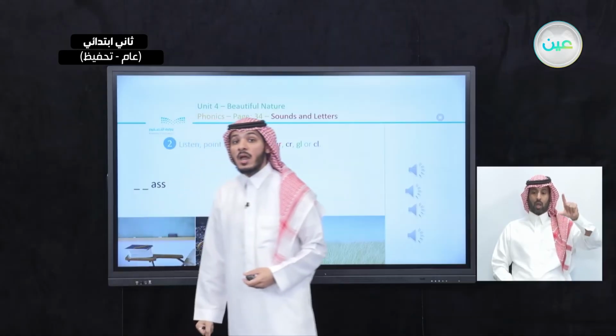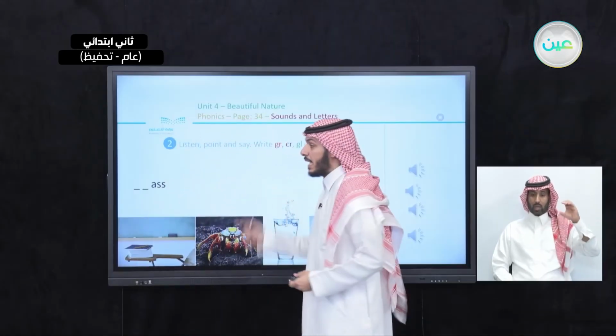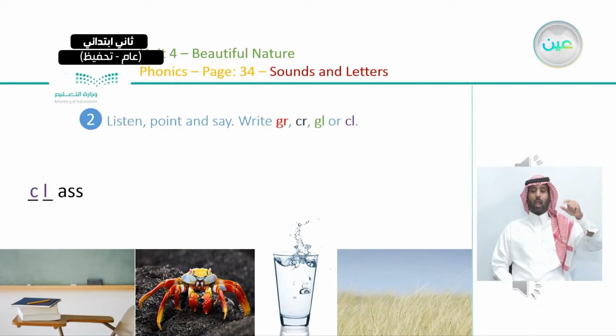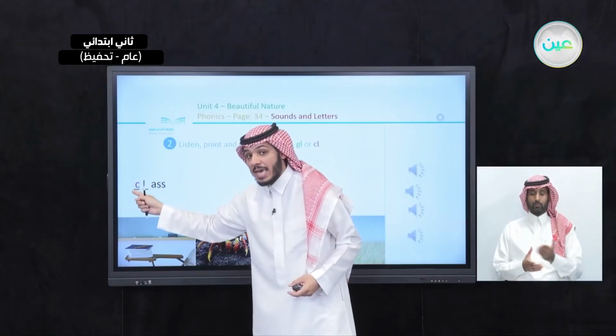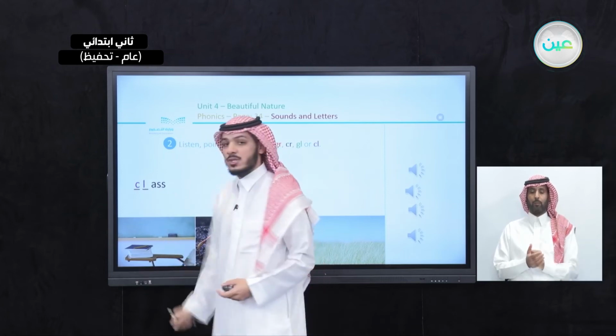Okay, what are the 2 missing letters here? Yes, excellent. So it's CL. Class. Excellent. So we have C, and the C here is pronounced as what? As ka. Excellent. So this is a class in the school.